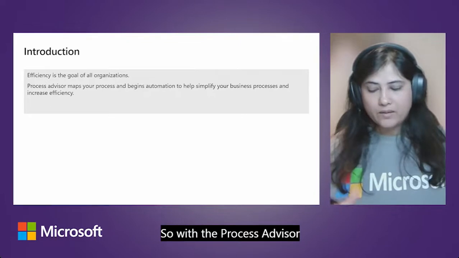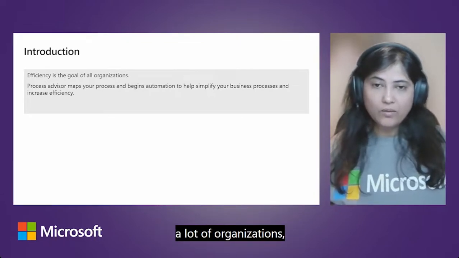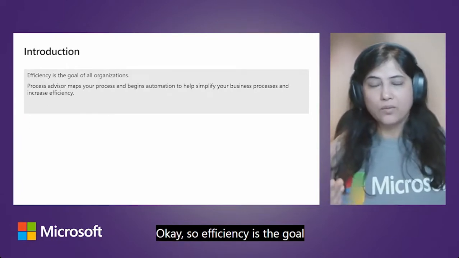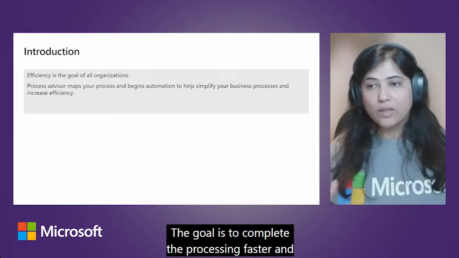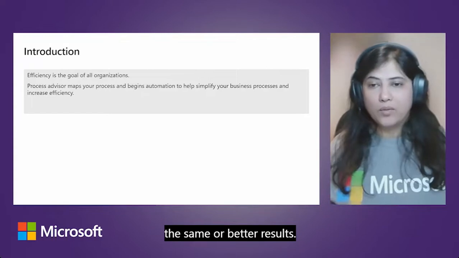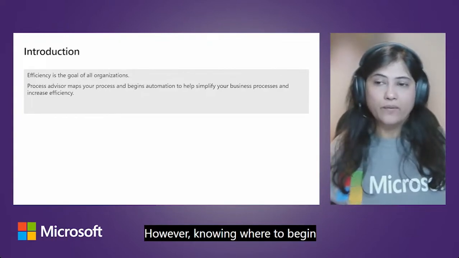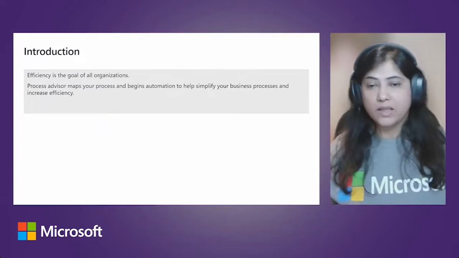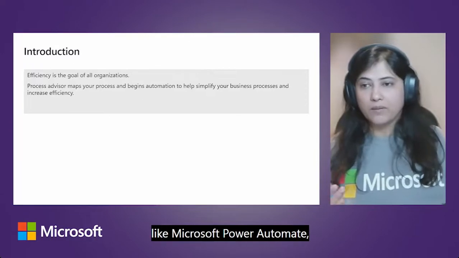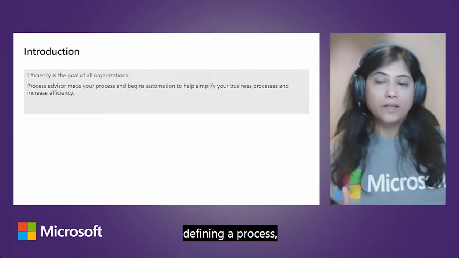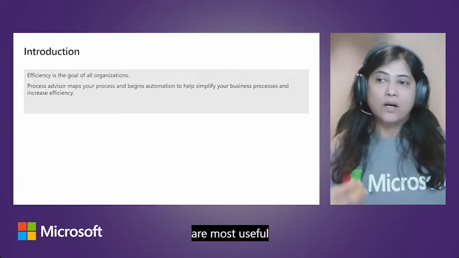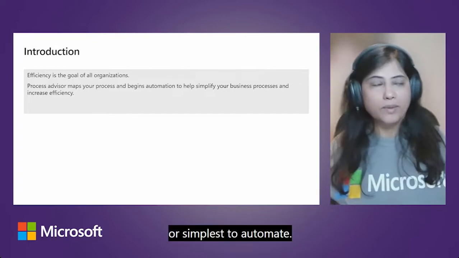So with the process advisor, the most important thing is a lot of organizations, their goal is efficiency. Okay, so efficiency is the goal of all organizations. Now the goal is to complete a process in a faster and a simpler way with the same or better results. However, knowing where to begin when you're automating a process can be difficult. So even if you know the capabilities of specific technology like Microsoft Power Automate, defining a process can be difficult. Now, including knowing which activities are most useful or simplest to automate.